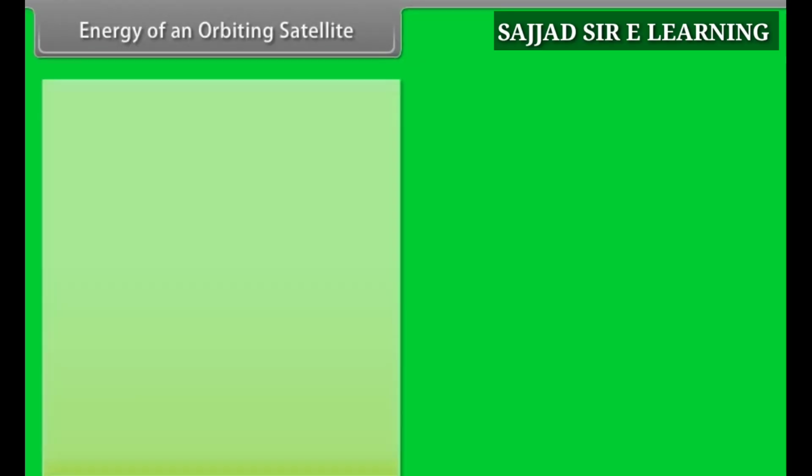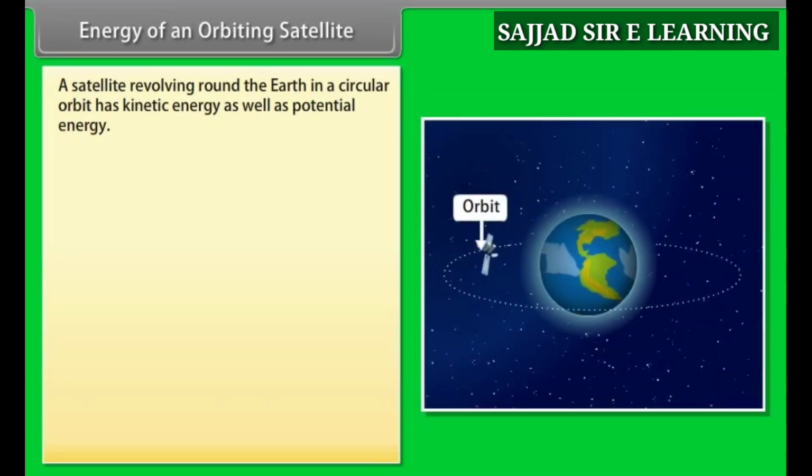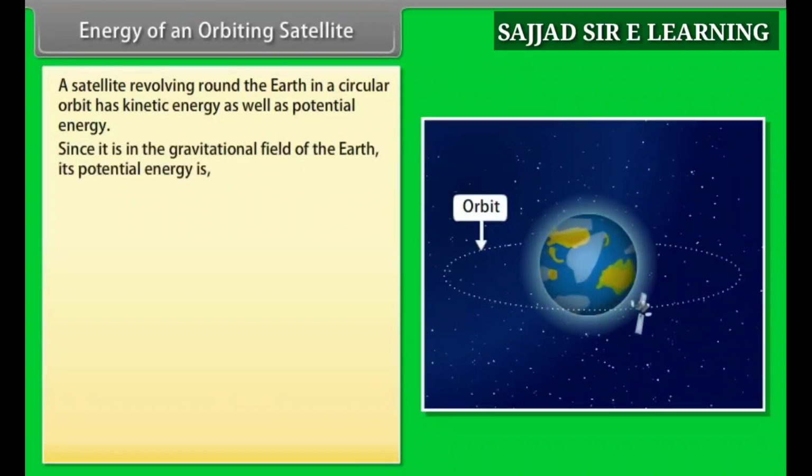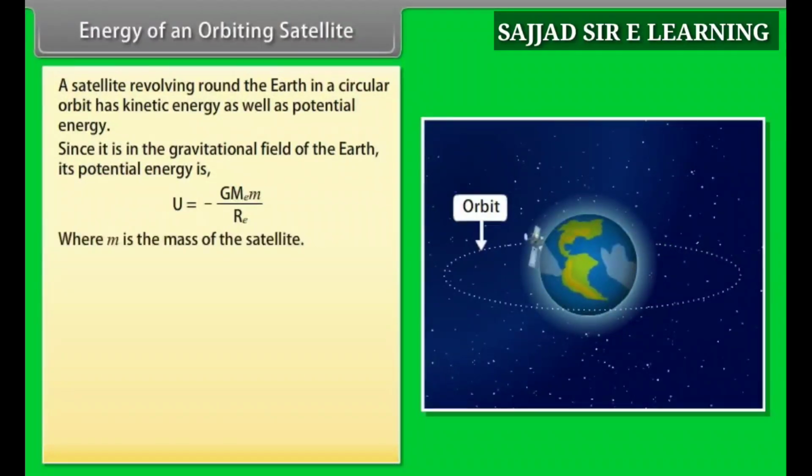Energy of an orbiting satellite. A satellite revolving round the Earth in a circular orbit has kinetic energy as well as potential energy. Since it is in the gravitational field of the Earth, its potential energy is U equal to minus GM_E m divided by R_E, where m is the mass of the satellite.